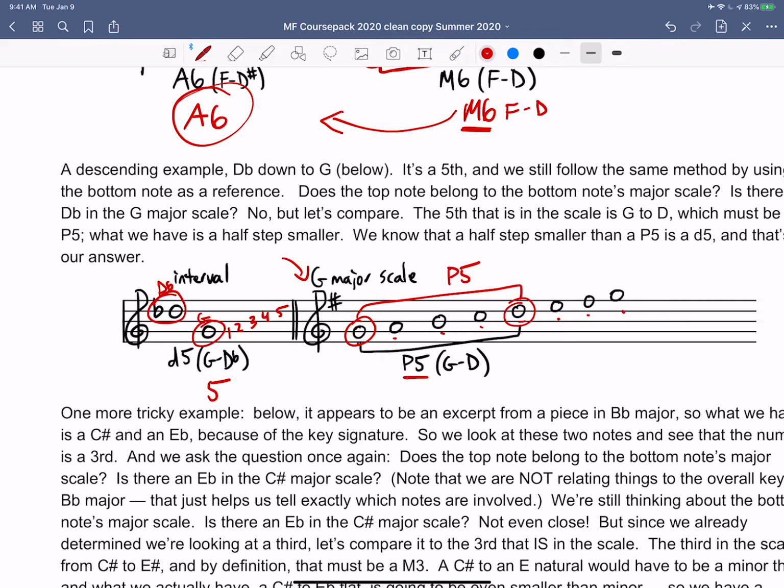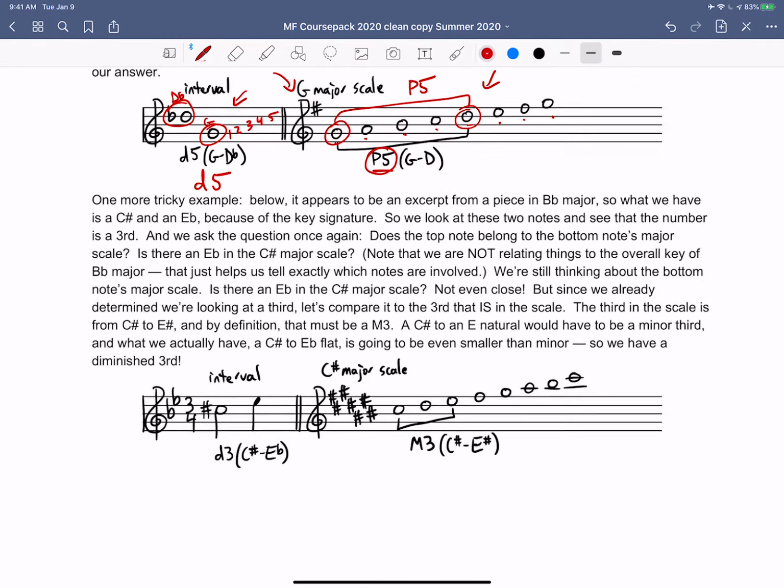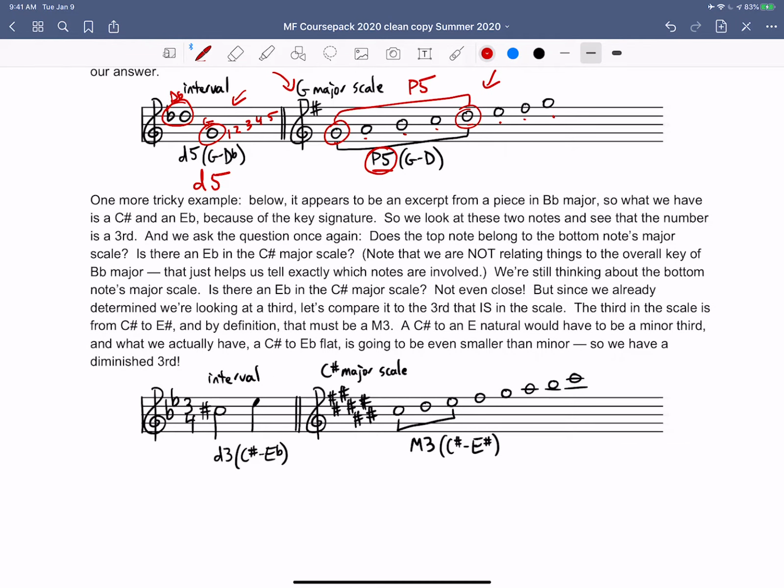Now in the real world, we have something that is different, right? We have not G to D, but G to D flat. D flat is a lower pitch by a half step than regular D, so it is a half step closer to the bottom note, which means that this interval over here is smaller than this one over here, and it's smaller by exactly a half step. So what's smaller by a half step than a perfect fifth? A diminished fifth.